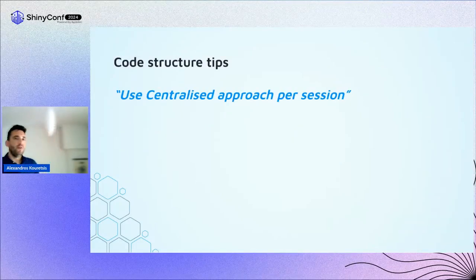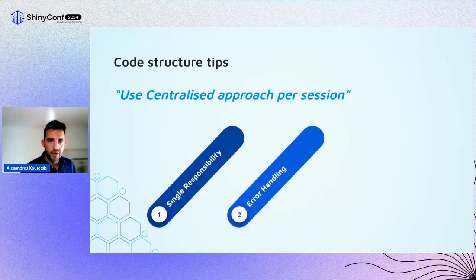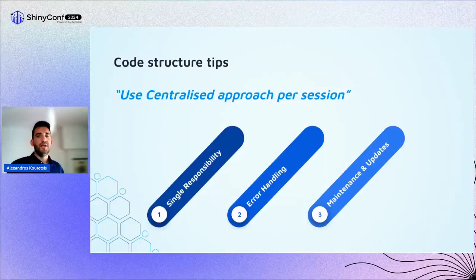So a few code structure tips. First of all, try to use a centralized approach per session. This means that you should have a single responsibility somewhere, like an R6 object or a Shiny module, where you put most of the logic about how to connect to the API and most of the context, like, for example, rate limits and progress bars and all that stuff that you can define with httr2. And it will be much easier to have error handling now. And of course, maintenance, updates, identifying possible breaking changes in the future, etc.